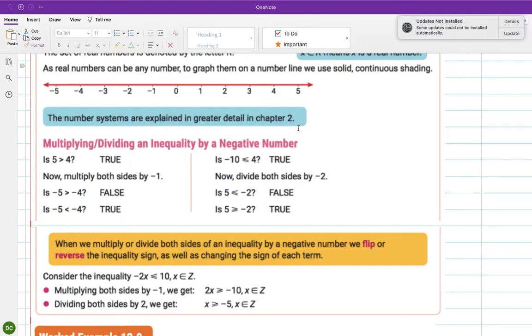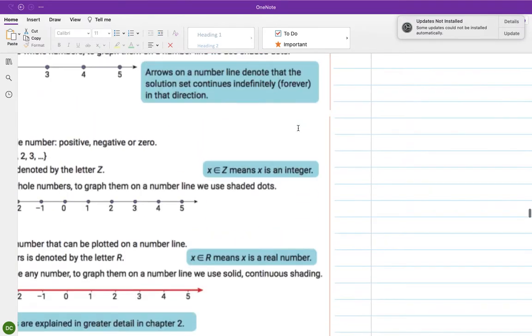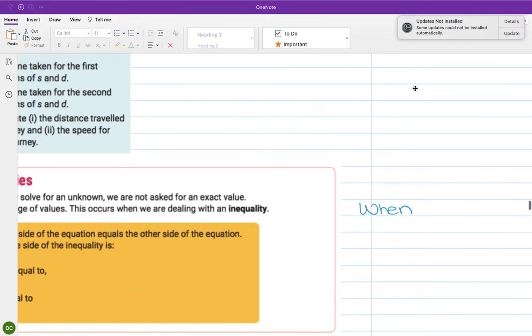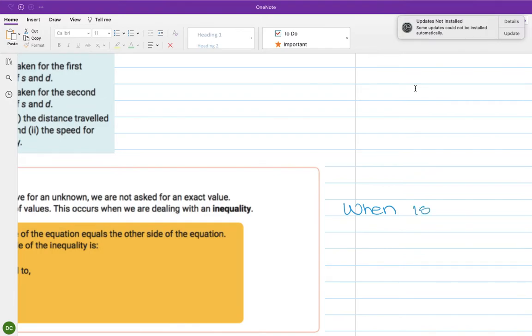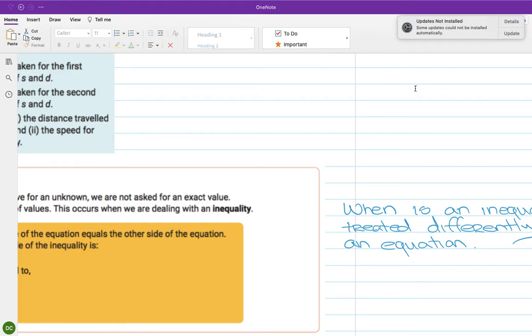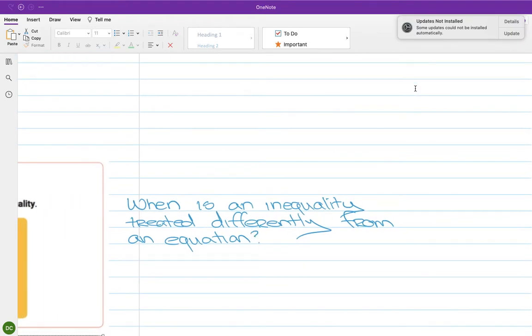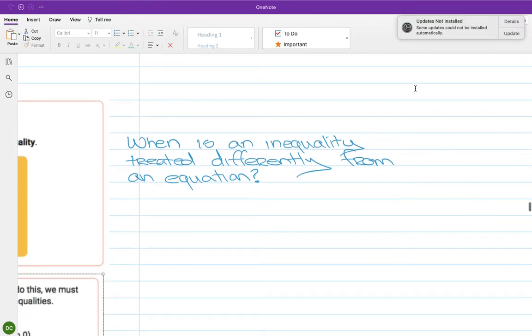Okay, so the question is when, I don't know where I am. Okay, here. When is an inequality treated differently from an equation, okay? And this is the way I said in the previous one, almost always the same as an equation. There are situations when it's not, and I'm just going to show you that situation. I'm going to try and make this up, so bear with me for a sec.